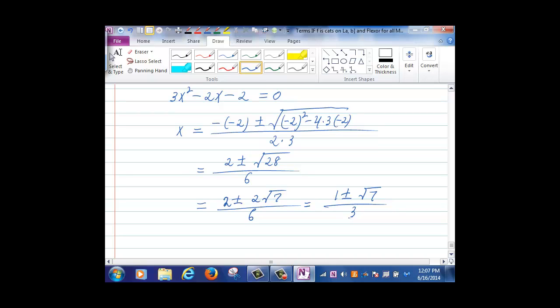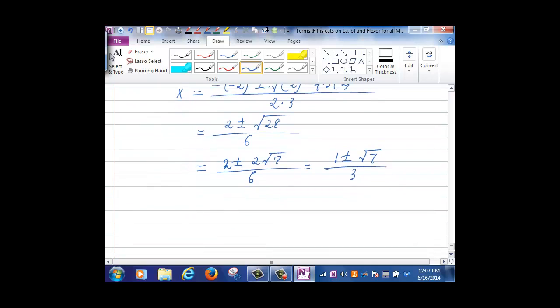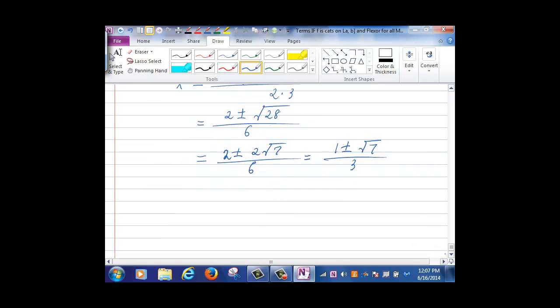Now you realize that 1 plus root 7 would be positive, but 1 minus root 7 would be negative, because root 7 is bigger than 1. Everybody is okay with that? The reason root 7 is bigger than 1, the easiest way to see that, if you have root of 4, that's 2, right? Which is bigger than 1. So I know that 1 minus root 7 would be negative.